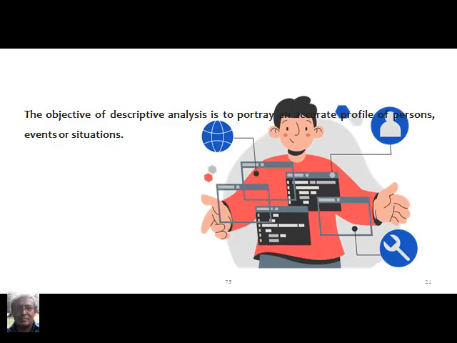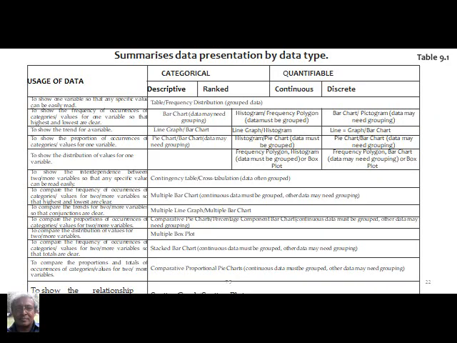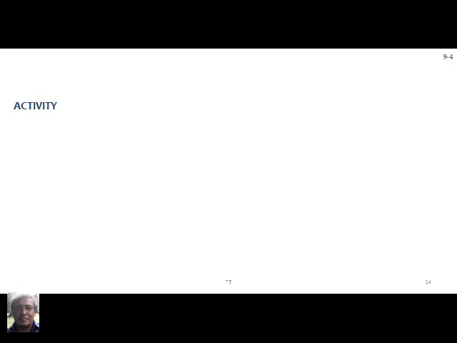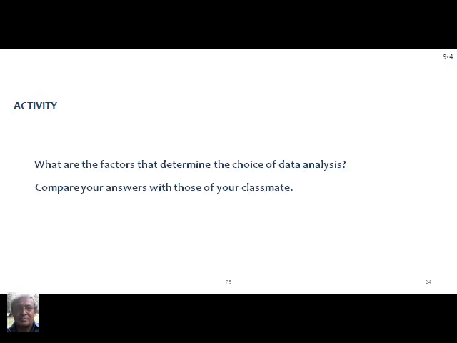The objective of descriptive analysis is to portray an accurate profile of persons, events or situations. The analysis could be an extension or a beginning for a piece of exploratory research. Summary of data presentation by data type. Activity. What are the factors that determine the choice of data analysis? Compare your answers with those of your classmate.